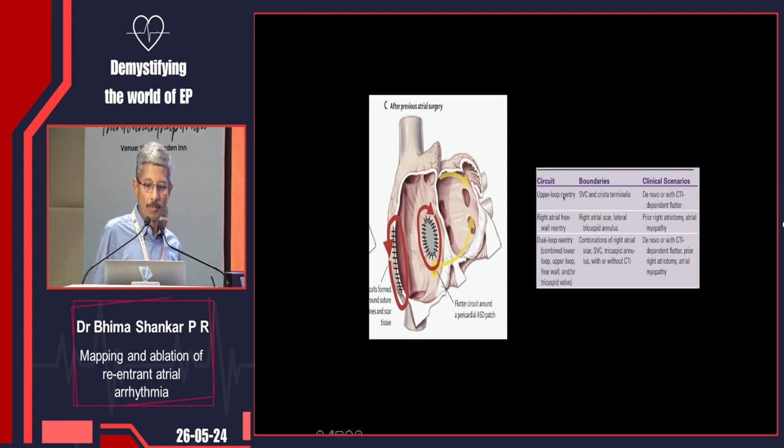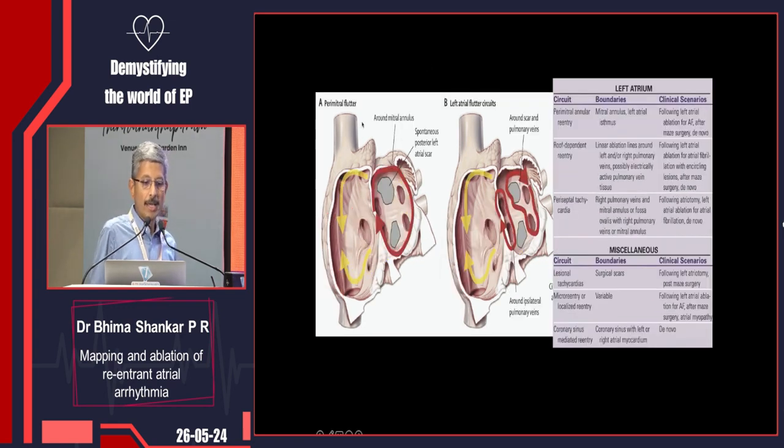So here you have upper loop reentry, which can be de novo, and you have post-atriotomy scar flutters that go around the atrial scar. In the LA, by far, the de novo flutter is a mitral annular flutter, and most often these patients do have significant scarring, primarily in the posterior LA. You can also have circuits around the pulmonary vein antrum, and then post-surgical cases again are either post-AFib ablations or usually roof-dependent atrial arrhythmias.